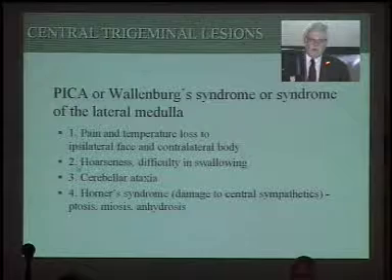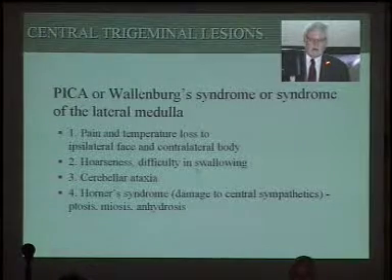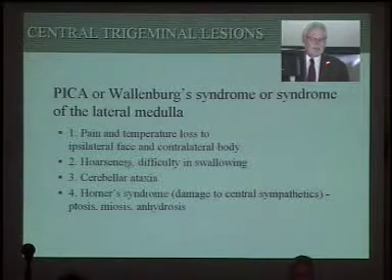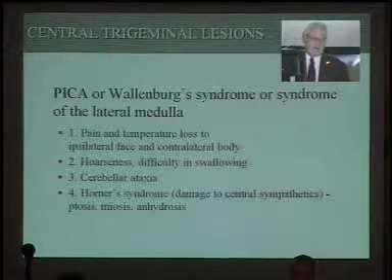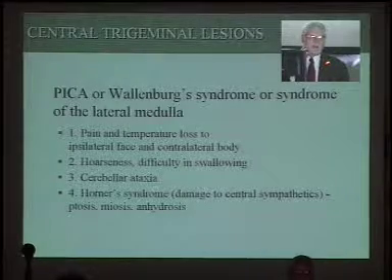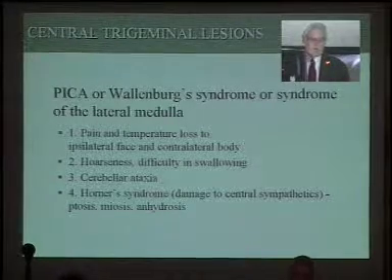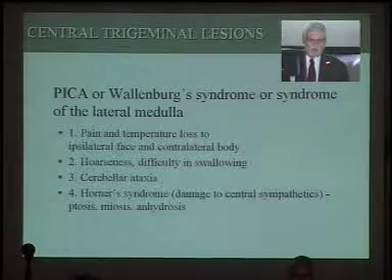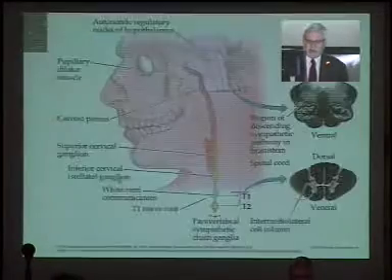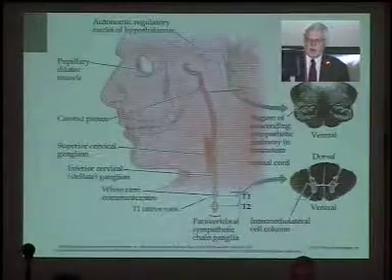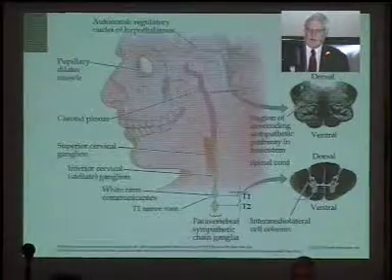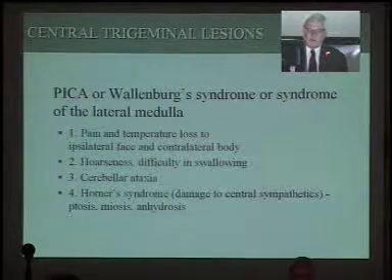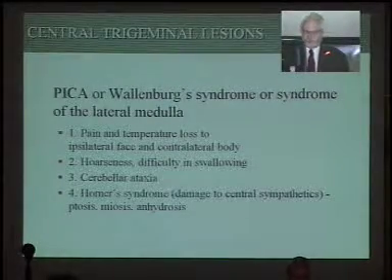we have a problem here due to interruption of the fibers from the nucleus ambiguus and cranial nerves 9, 10, and 11 that supply the pharynx and the larynx. So we have hoarseness, difficulty in swallowing, cerebellar ataxia because of disruption of the fibers here in the inferior cerebellar peduncle. And then we have Horner syndrome, okay?